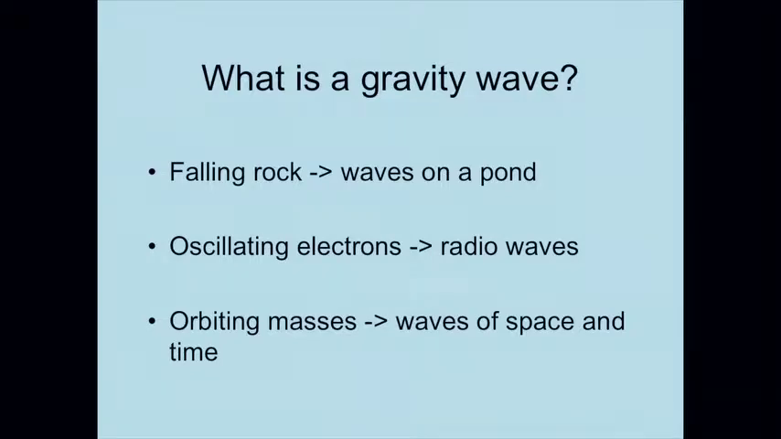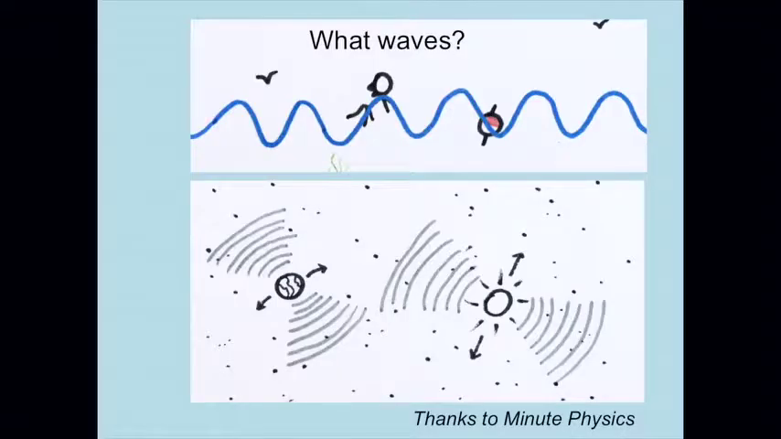Similarly, when you have orbiting masses, and the more compact and the more rapidly they're orbiting, the better, you trigger waves in space and time itself. They're very subtle, but we've now discovered them as Einstein anticipated nearly a century ago. So what waves? What does that even mean?